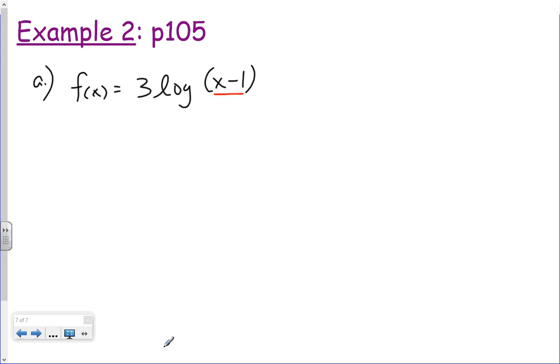The domain for this, if I look at x minus 1, what I'm taking the log of, that has to be positive. So that tells me that x minus 1 has to be greater than 0, so that means x has to be greater than 1 when I add that on there. So I can write that over here. My domain for this function is x has to be greater than 1, which was part of what they wanted me to do in this problem, was identify the domain. So we did that.